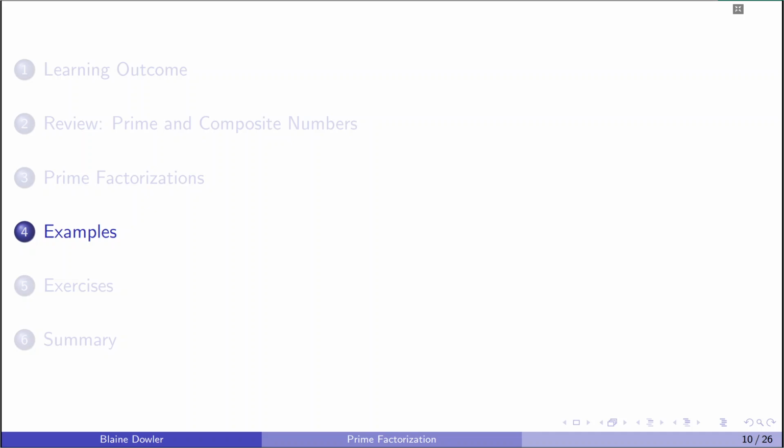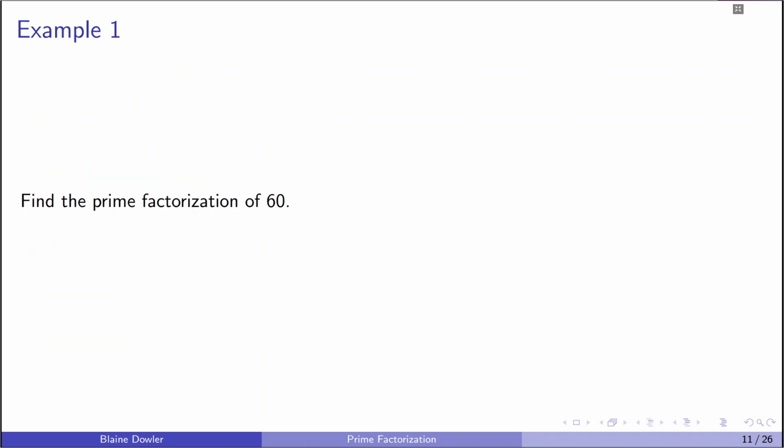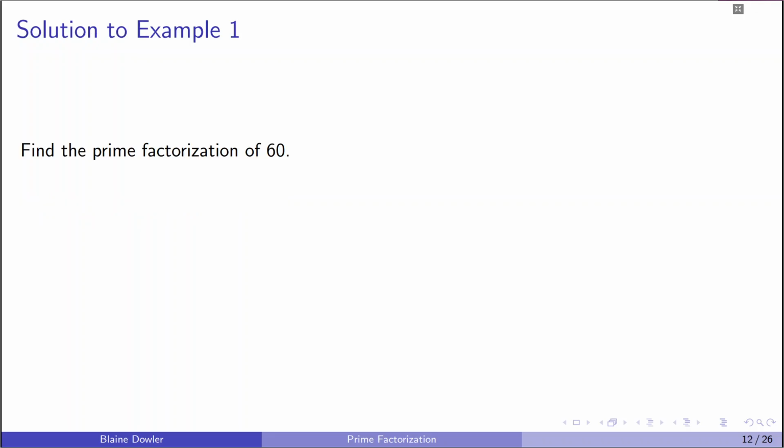So let's look at some examples. The prime factorization of 60. All right, well, it's even, so we could pull out a 2. 30 is still even, we pull out another 2. 15 is no longer even, but 1 plus 5 is 6, a multiple of 3. So we could pull out a 3. The last factor left is 5, also prime.